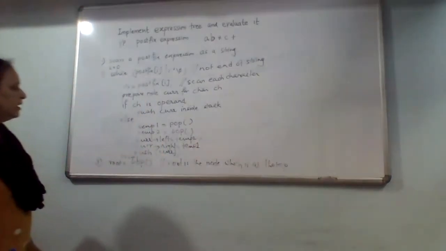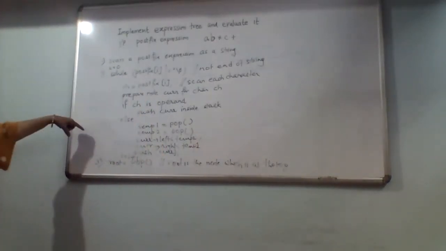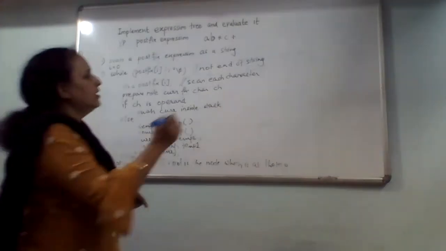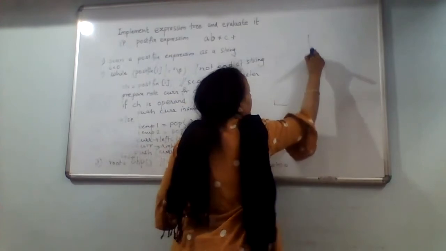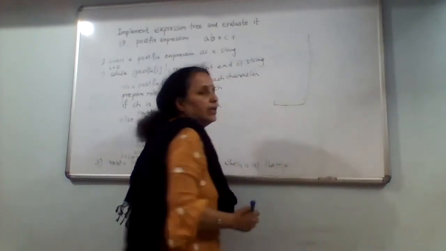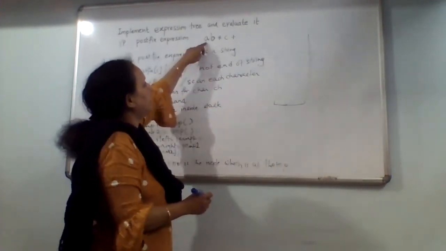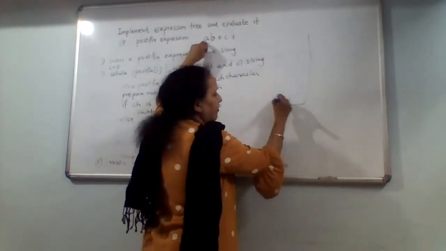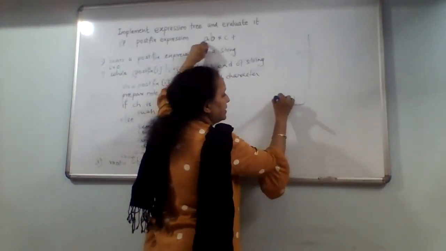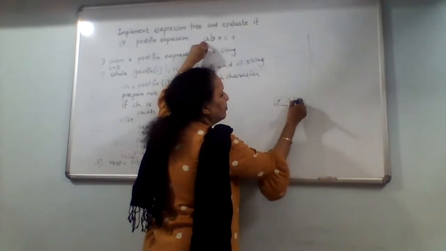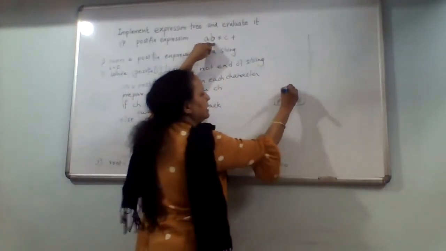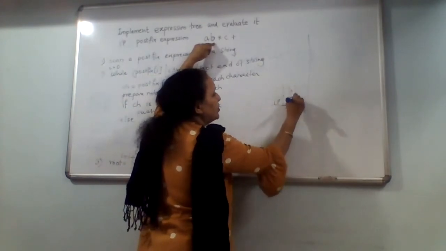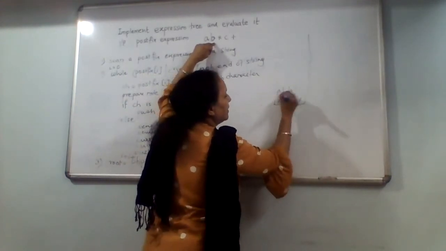So now we will try this expression tree construction. We require a stack. Now how will this be executed? Firstly we take the first character, A. A is a node, and we push it inside the stack. Next is B. B is an operand, so we push B inside the stack as well.